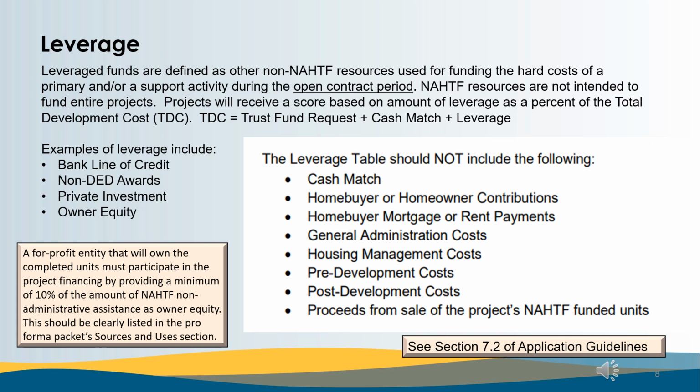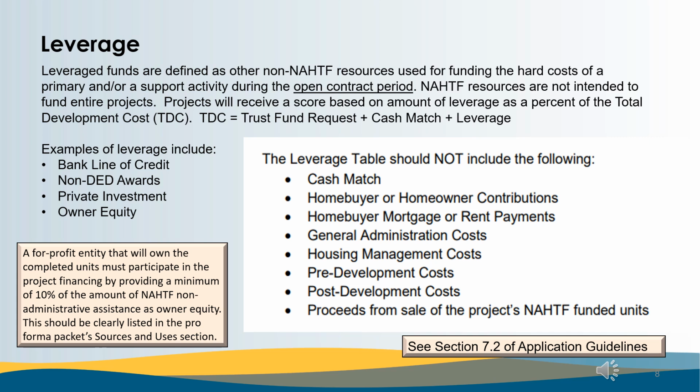For purposes of the Nebraska Affordable Housing Trust Fund, the definition of leverage is any non-trust fund resources used for funding the hard costs of a primary and/or a support activity during the open contract period. Trust fund resources are not intended to fund entire projects. When private investment is included in a project, that will be scored as a percent of the total development cost. Total development cost is trust fund request plus cash match plus the leverage amount. Some examples of leverage could include a bank line of credit, non-DED awards, private investment, and owner equity.